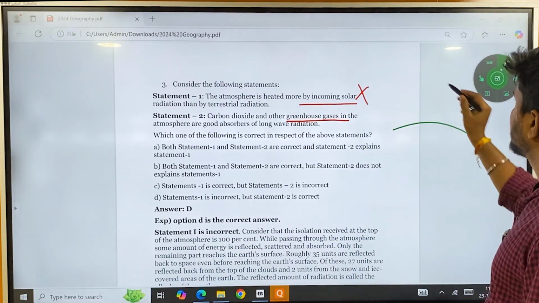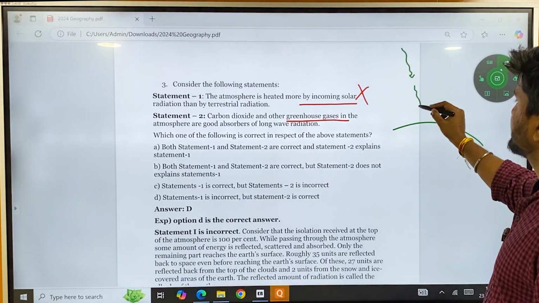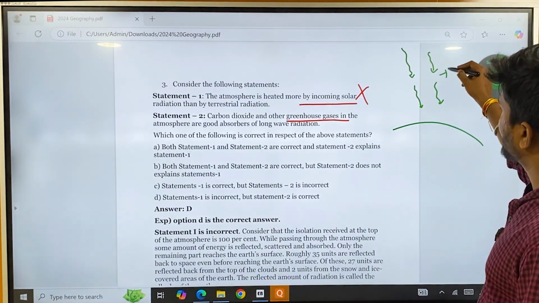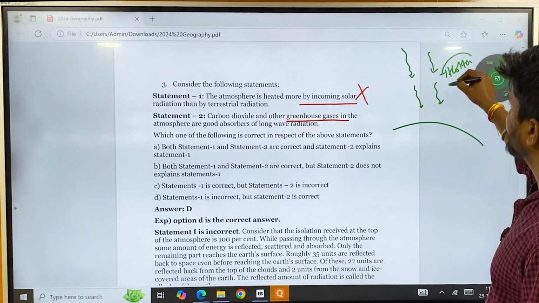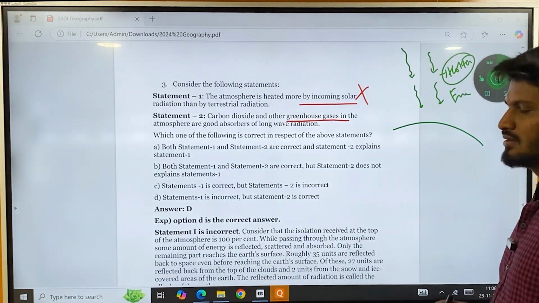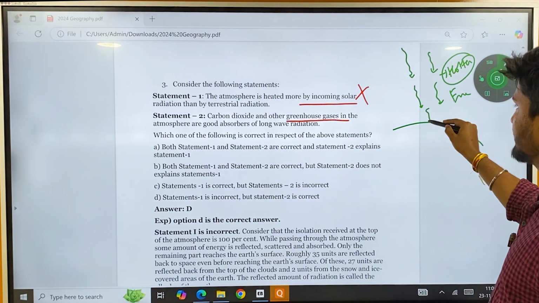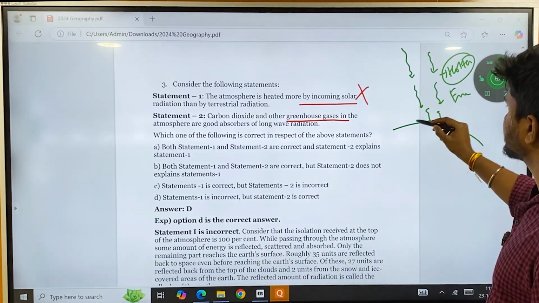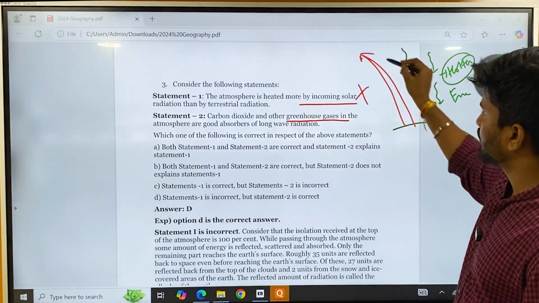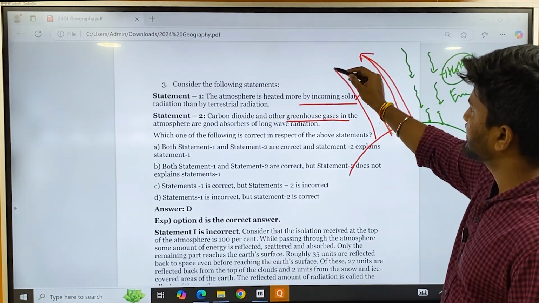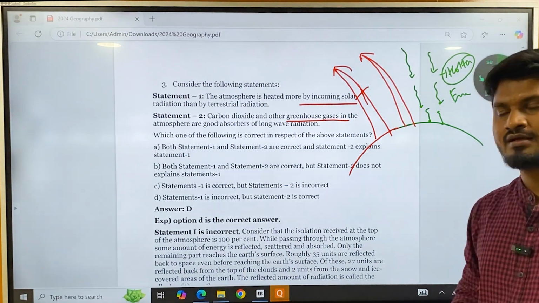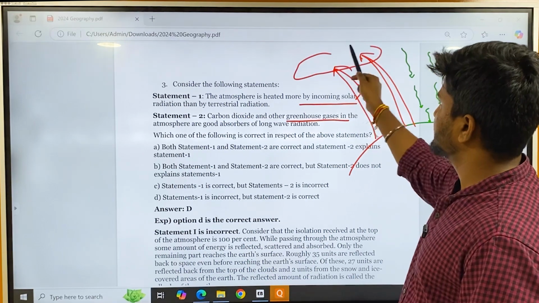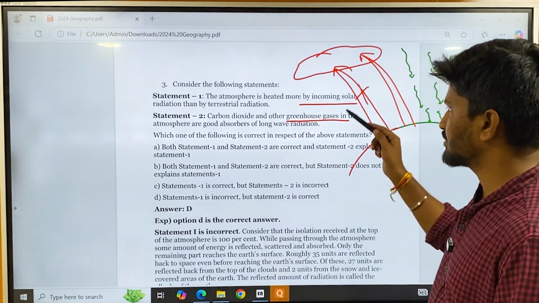if this is the earth, sunlight will be coming in the form of short wave radiation. The short wave radiations are hotter and contain more energy, but the earth is not heated by these short wave radiations. Instead, these radiations are reflected back in the form of long wave radiations, and the earth is in fact heated by these long wave radiations that are reflected from the earth's surface, and the atmosphere is also heated by these long wave radiations. So statement 1 is wrong.